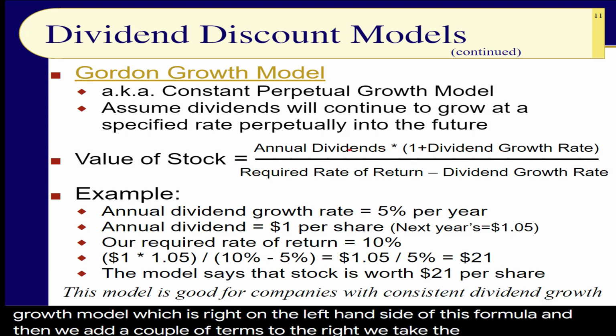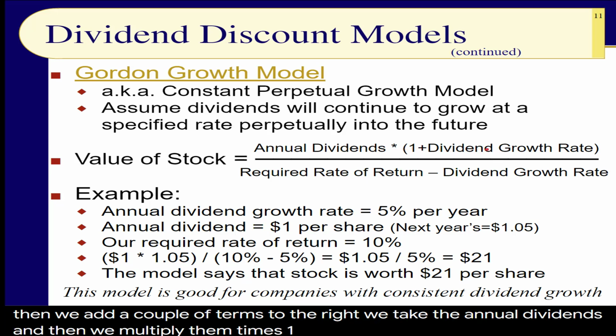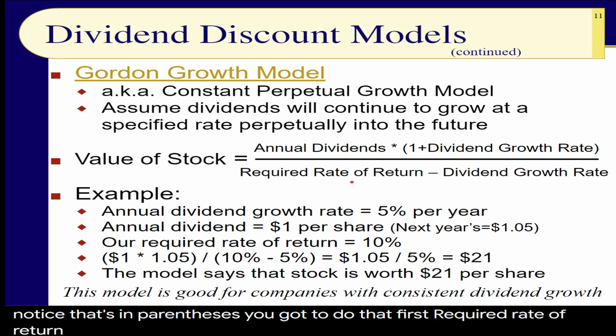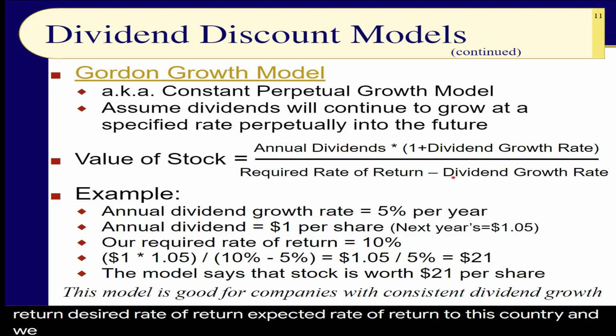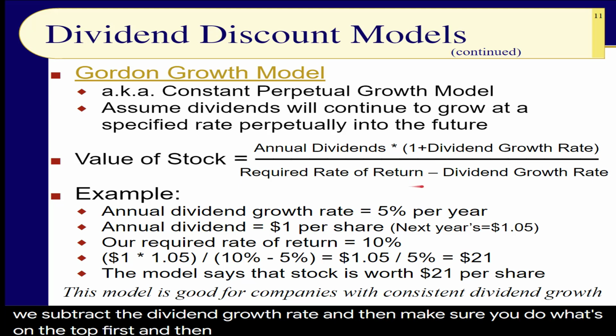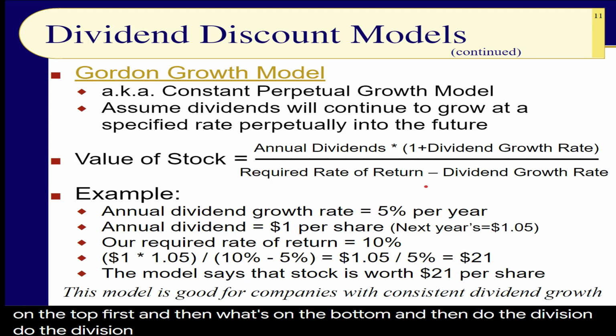We take the annual dividends, and then we multiply them times 1 plus the dividend growth rate. Now notice that's in parentheses. You got to do that first. And then on the bottom, we take our required rate of return, desired rate of return, expected rate of return, discount rate, and we subtract the dividend growth rate. Make sure you do what's on the top first, and then what's on the bottom, and then do the division. Do the division last.